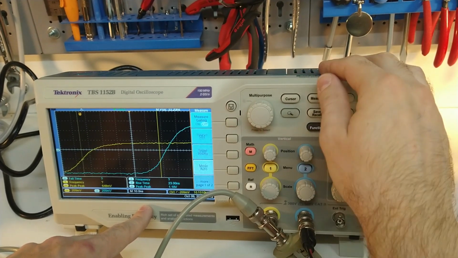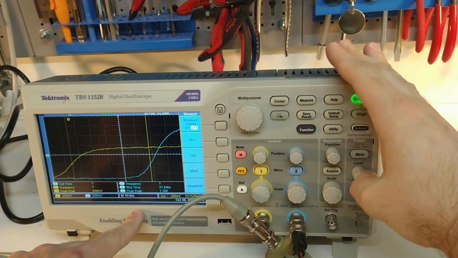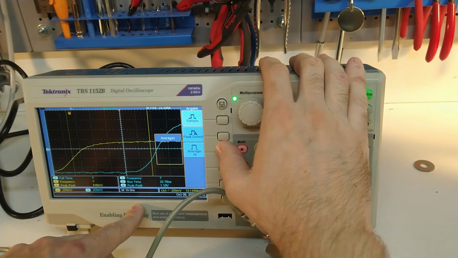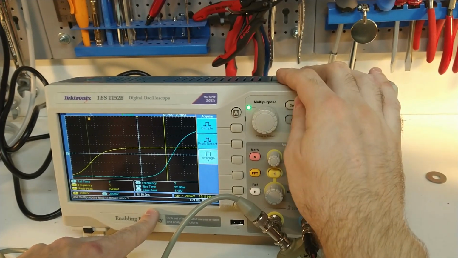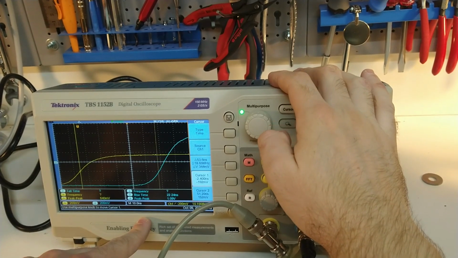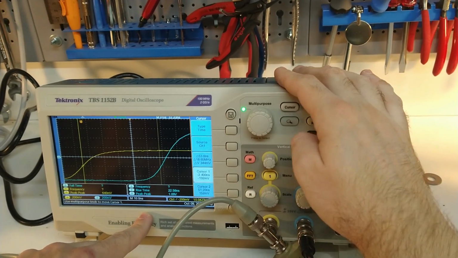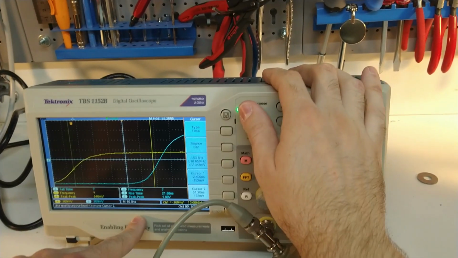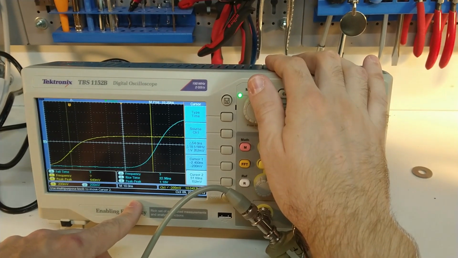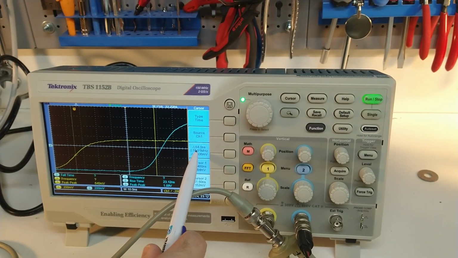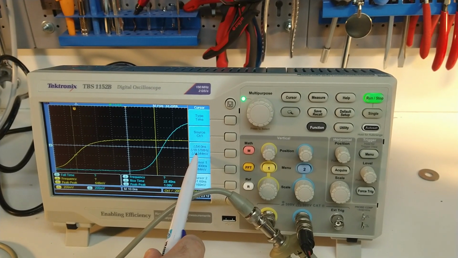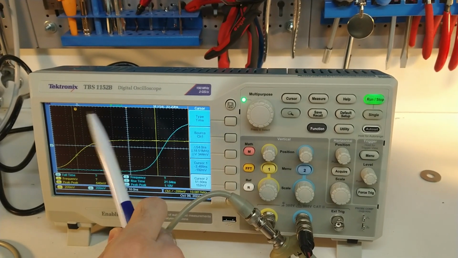And one more thing that we can do. Wait. Measure? No. Acquire. Average. Yes. Oh, beautiful. Much easier to look at. Okay, so cursor 2 somewhere here. And this thing tells us automatically the difference.